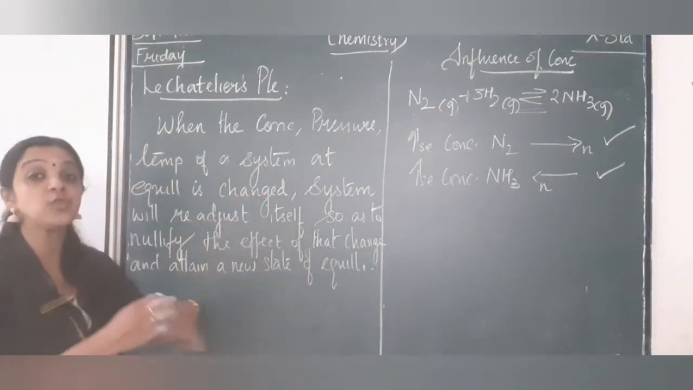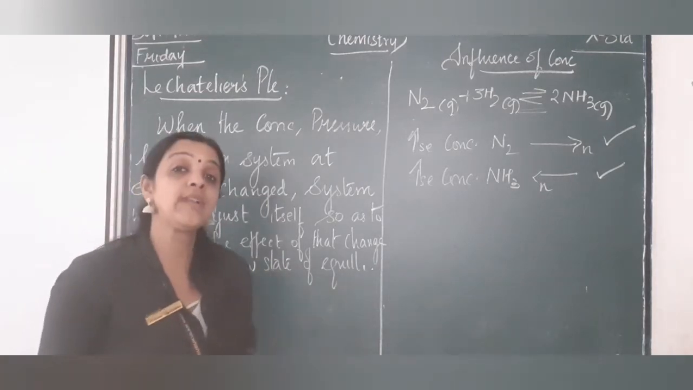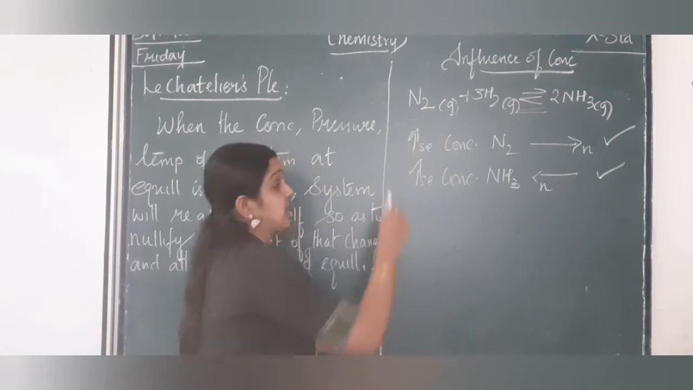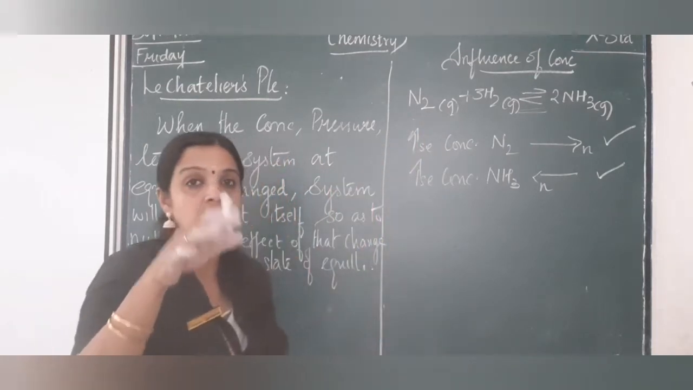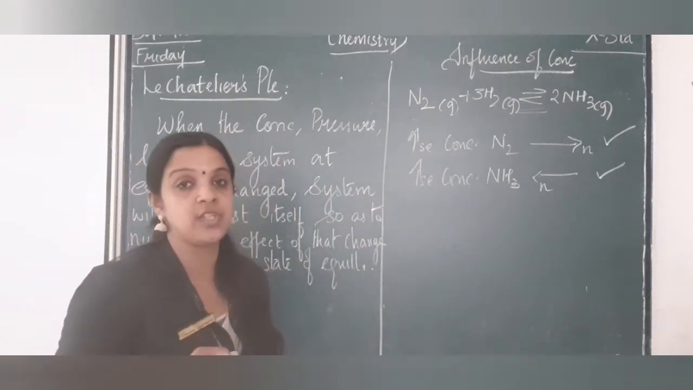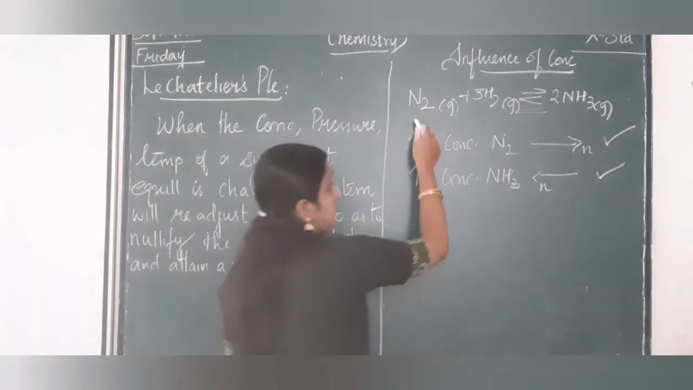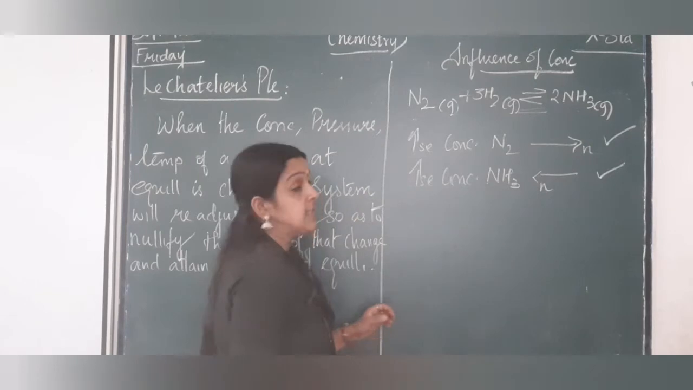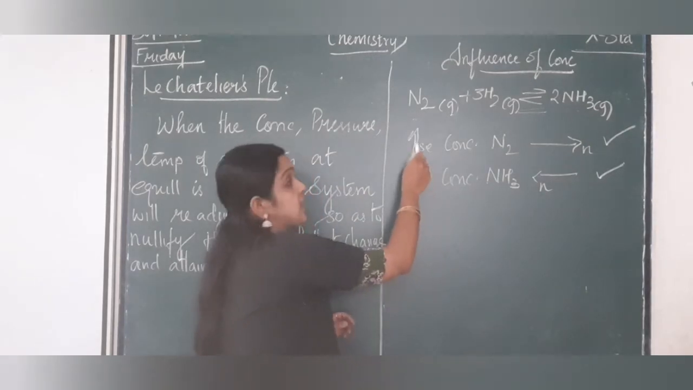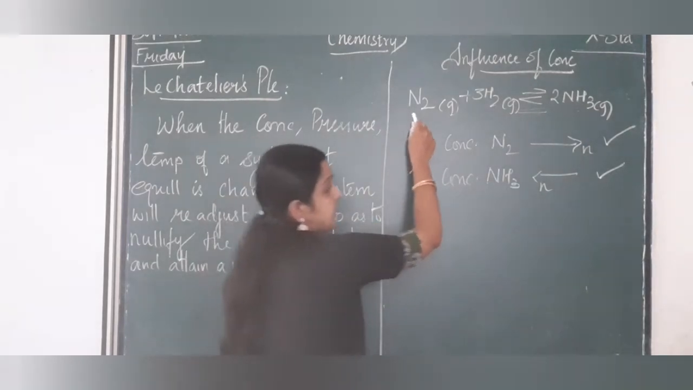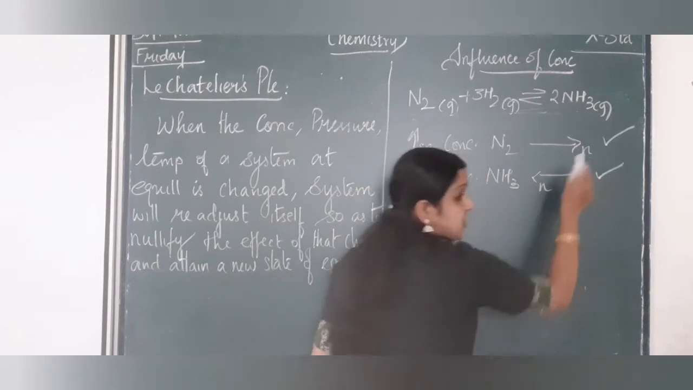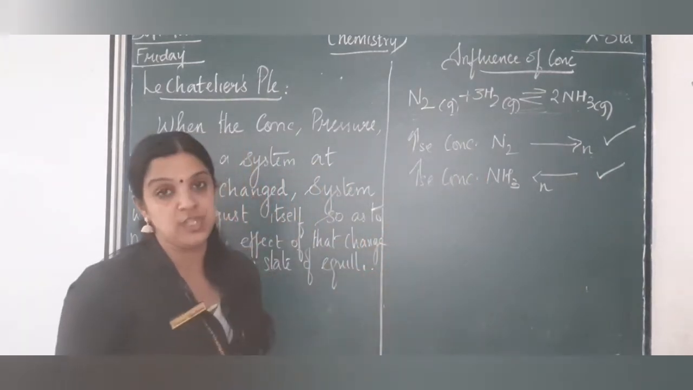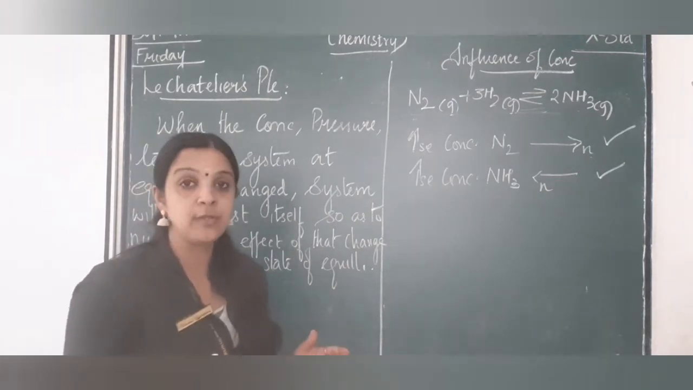According to the principle, what will happen? The system has to readjust itself. How will it readjust? To decrease the concentration of nitrogen. Nitrogen is more. I want to reduce nitrogen. So what should I do? I should make sure that it will combine with more and more hydrogen to give ammonia. So if I increase the concentration of nitrogen, I should make sure that the forward reaction takes place so that a new equilibrium is achieved. Are you able to follow, children?